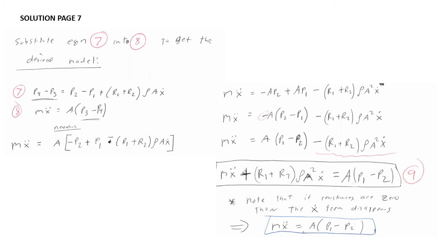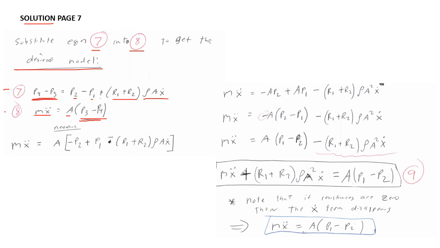So as we continue on with our solution here, what we want to do next is plug equation 7 into equation 8 in order to get our desired model. So we take a look down here, rewrite equation 7 and equation 8. Equation 7 is P4 minus P3 is equal to P2 minus P1 plus my R1 plus R2 times my rho A x dot. My equation 8 from Newton's second law was my m x double dot is equal to A times P3 minus P4. So if we notice the difference between 7 and 8 is 7 is P4 minus P3, whereas in 8 we have a P3 minus P4.